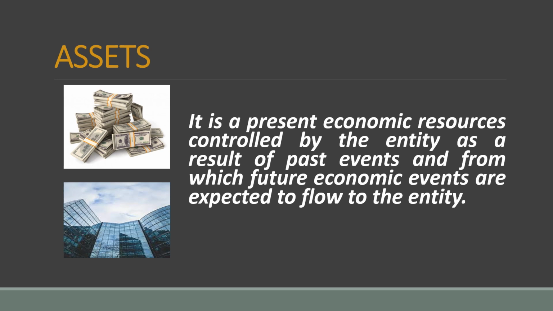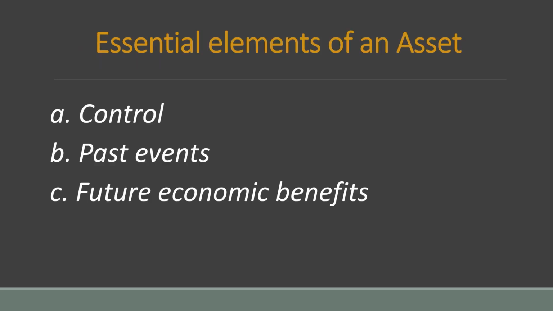So go back with the definition of asset. Sabi, it is a present economic resources controlled by the entity as a result of past events and from which future economic benefits are expected to flow to the entity. So remember that there are important elements that we should check first before we consider an item or resources as an asset. First is control. Second is the past events. And third is the future economic benefits.